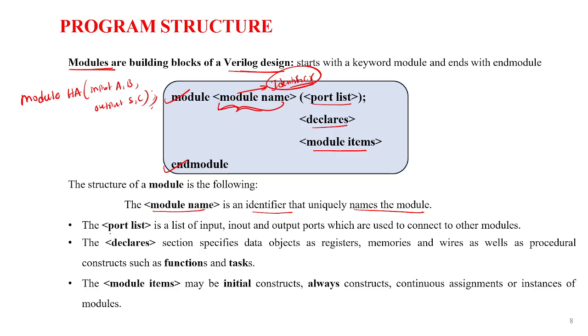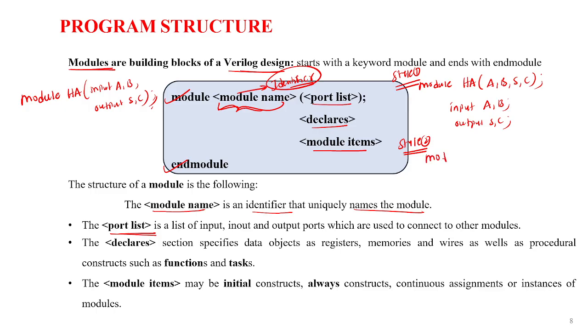Port list declaration means there are two styles. Suppose one style is module half adder. Here you initialize the variables A, B, sum, carry, and separately you need to declare input A comma B and output sum comma carry. So like this you can declare separately. This is style 1.